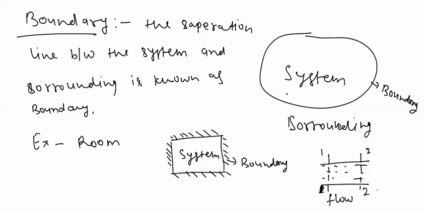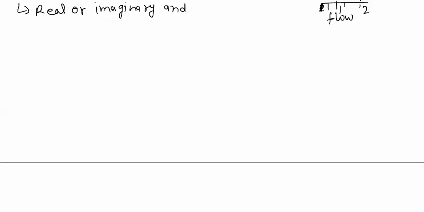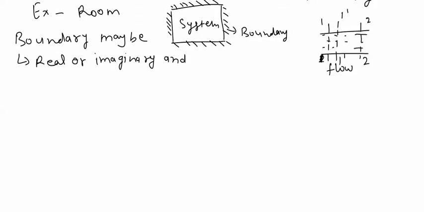And again, if we want to change the section, section 1 can be replaced by 1 dash. It means your boundary may be rigid, real, imaginary or flexible. It means your boundary may be real or imaginary, and it may be flexible or rigid.